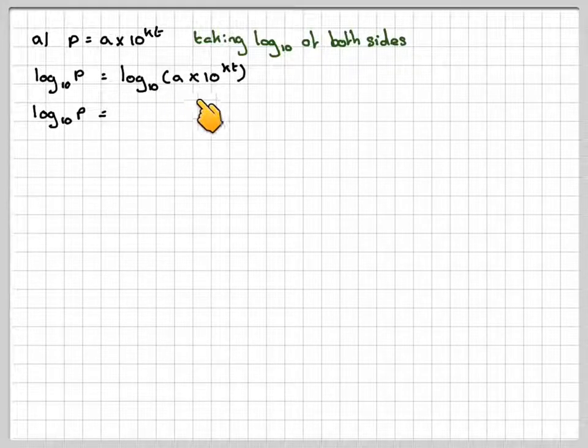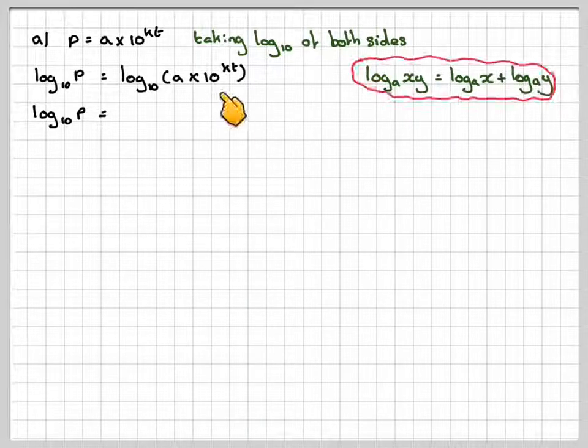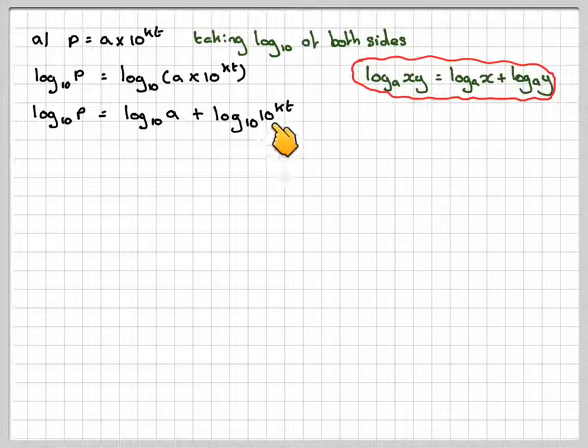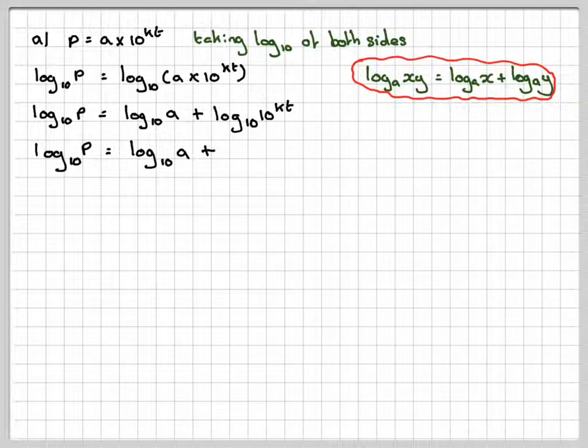Now we need to split this up. So we use log to the base a of x times y. So we've got a times 10 to the kt. It's log a of x plus log a of y. So this will now become log to the base 10 of a plus log to the base 10 of 10 to the kt. And then we get log to the base 10 of p is equal to log to the base 10 of a. Now you've got two ways of doing this.